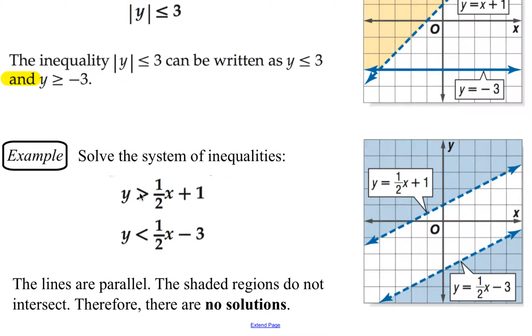Now keep in mind that if we had switched these, where the first one was less than and the second one was greater than, then we would have a solution. So don't think just because they're parallel that there are no solutions. You still need to graph those and take a look at what area is shaded. So be real careful with those.